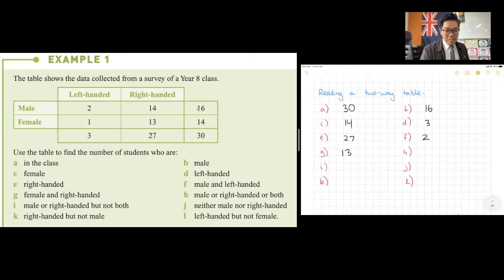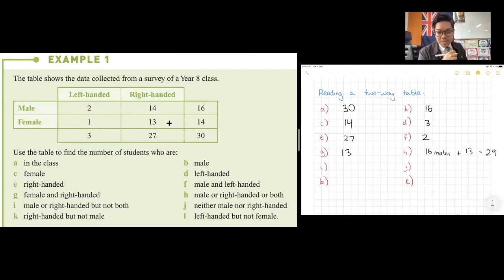I've got 16 males, but I've also got another 13 that are right-handed, right? So it's going to be 16 plus 13, which should be 29. Maybe let's write this one down so you can see what numbers I'm adding here. So it's the 16 total males plus the 13 right-handed, sorry. So that equals 29.